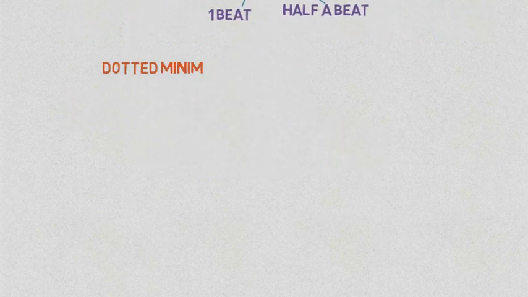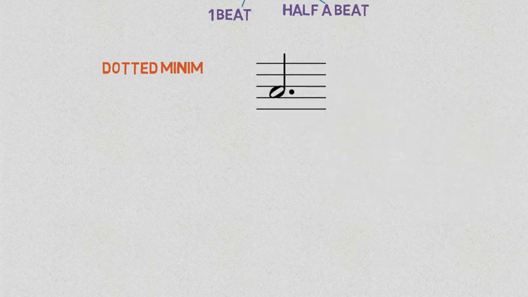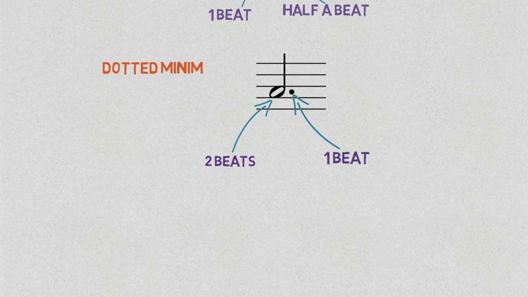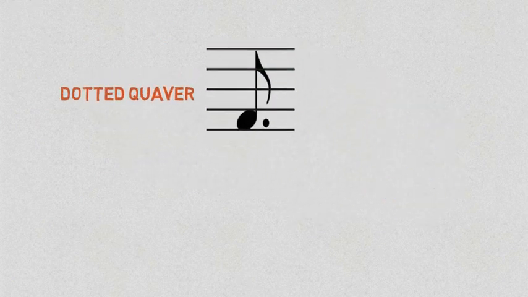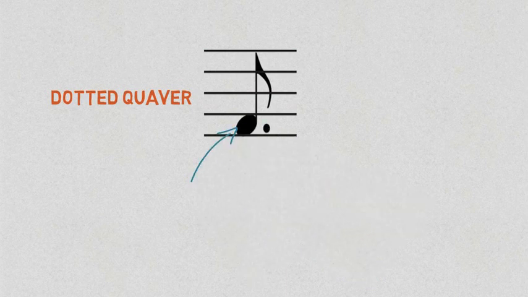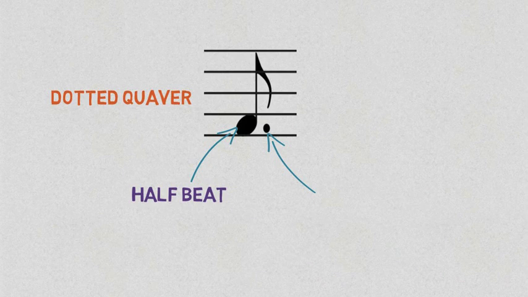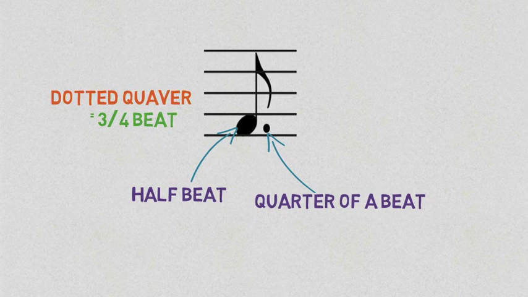Next, let's look at the dotted minim. It looks like this. The minim is worth 2 beats. So in this case, the dot is worth 1 beat. Therefore, the dotted minim is worth 3 beats. And finally, the dotted quaver. It looks like this. And the quaver is worth half a beat. So here the dot must be worth a quarter of a beat. So the dotted quaver is worth 3/4 of a beat.